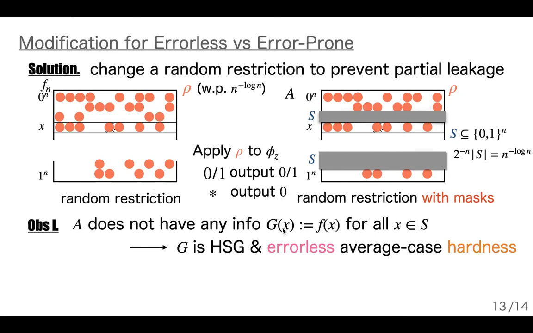That's why, by using this observation, we can show that this is a hitting set generator, and this implies the errorless average case hardness part.